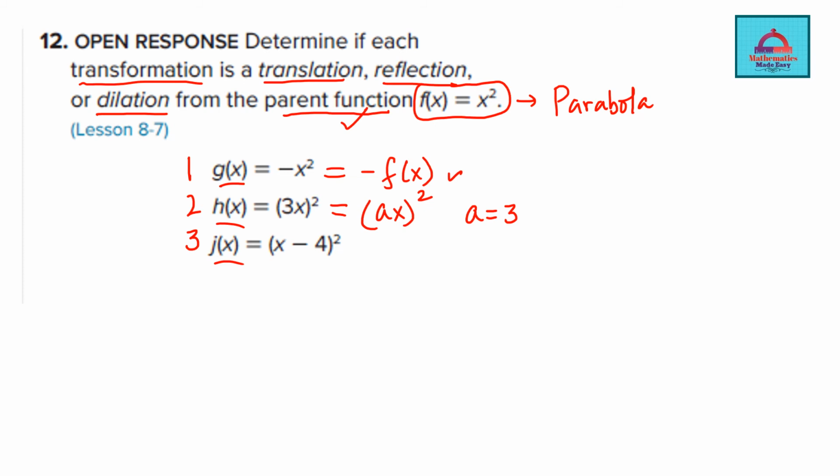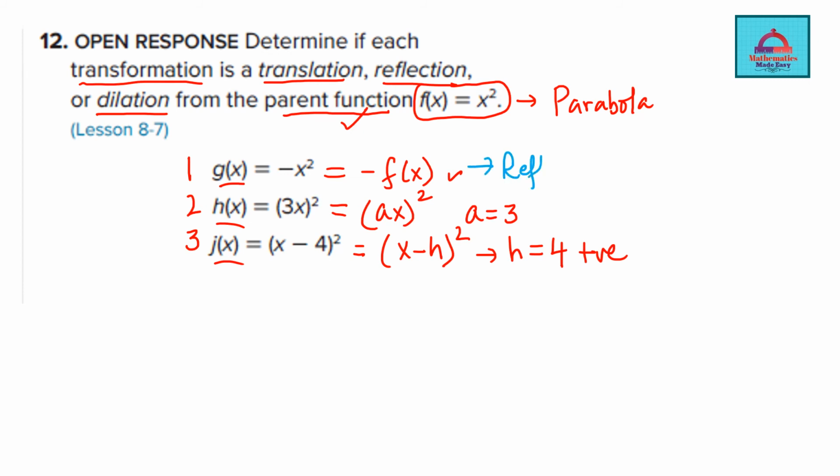Then for the third one, jx, this is compared to x minus h. And again, we are taking whole square, so we can compare it with this, and accordingly, your h value is going to be 4 here, which is positive. So now let's change color and classify them.